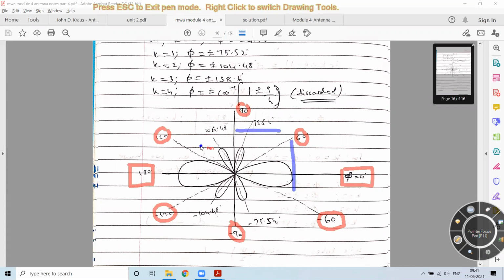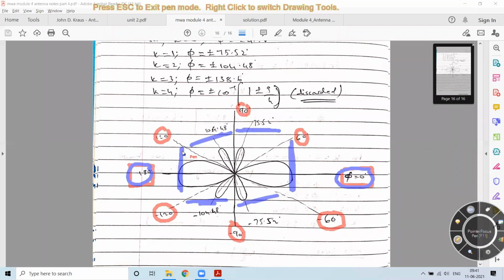Here I should have a radiation pattern. Here there should be a radiation present. Here radiation present, and here radiation present. But already you know that along phi equal to 0 degrees and 180 degrees you have a maximum. So in this part you will be having the main lobes, and in rest all parts you should have a radiation.